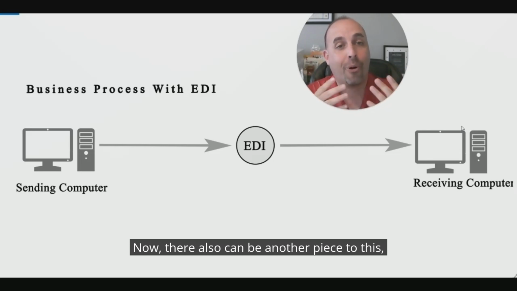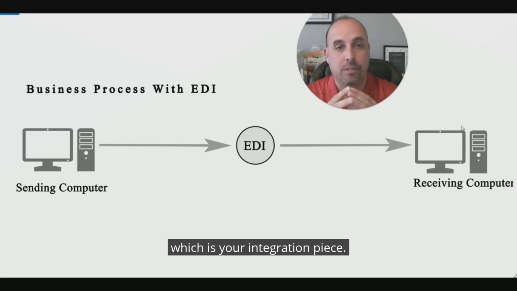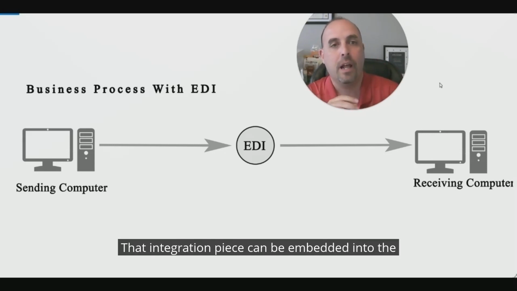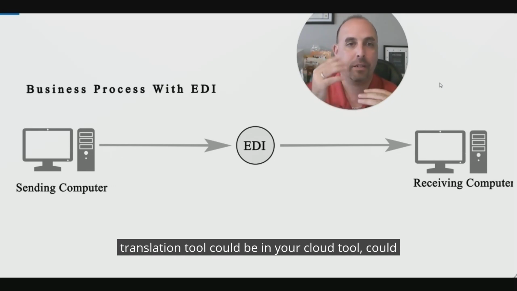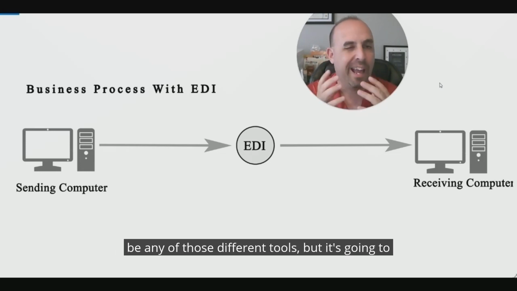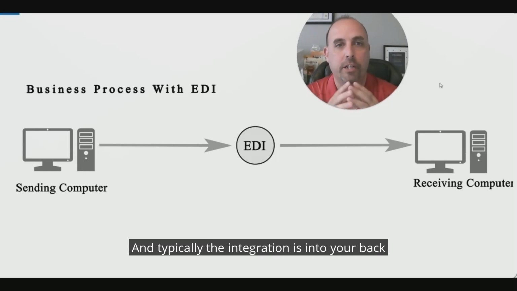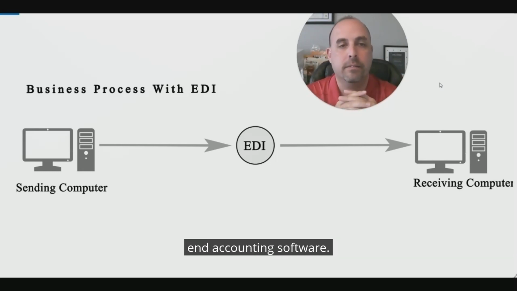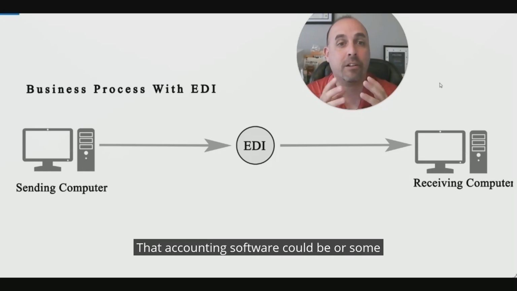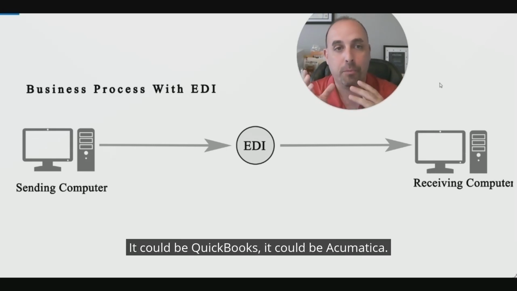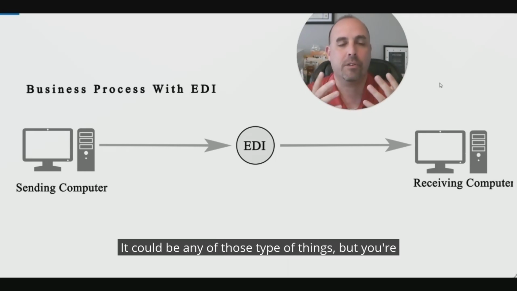Now, there also can be another piece to this, which is your integration piece. So we're still at your system. That integration piece can be embedded into the translation tool. It could be in your cloud tool. It could be any of those different tools, but it's going to be an integration. And typically, the integration is into your back-end accounting software. That accounting software, or some people call it ERP software, could be QuickBooks, Acumatica, NetSuite. It could be any of those types of things.